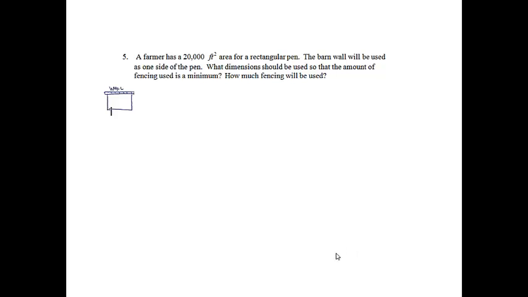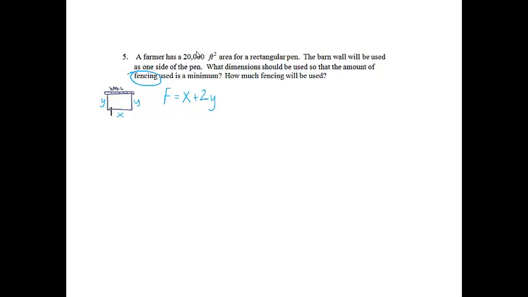Okay, problem number 5. This one says a farmer has 20,000 feet squared of area for a rectangular pen. The barn wall will be used as one side of the pen. What dimensions should be used so that the amount of fencing is a minimum? How much fencing will be used? One thing that I'm going to do is go ahead and label this. We'll label this as x and these two sides as y. The biggest thing here, we want the amount of fencing to be a minimum. Well, how much fencing is it? I'm just going to put F equals, how much fencing would I need? I'd need 1 x and I need 2 y's.